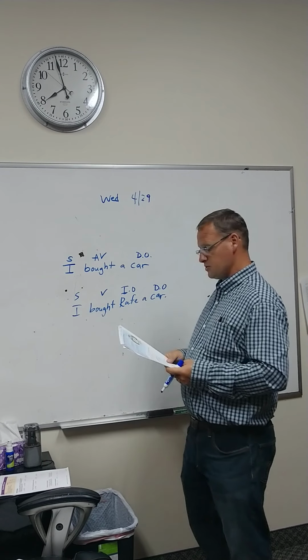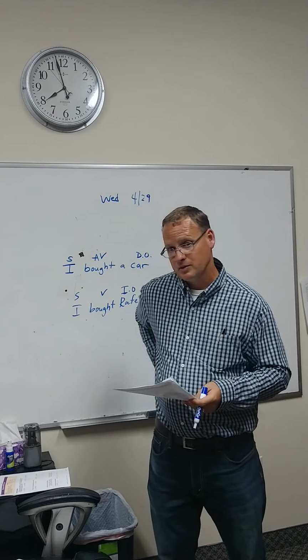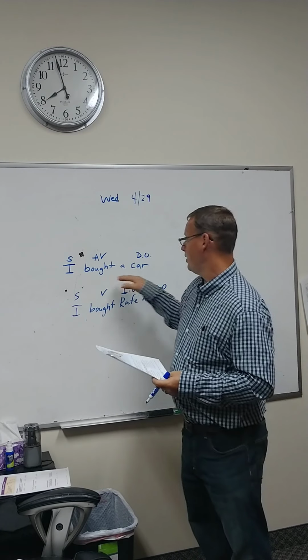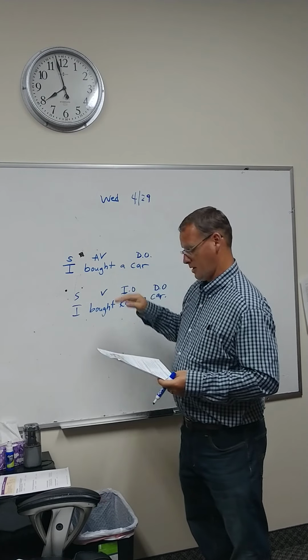Okay? So it tells you what you did the verb to. So I bought what? I bought a car. I bought who a car? I bought Donald a car.